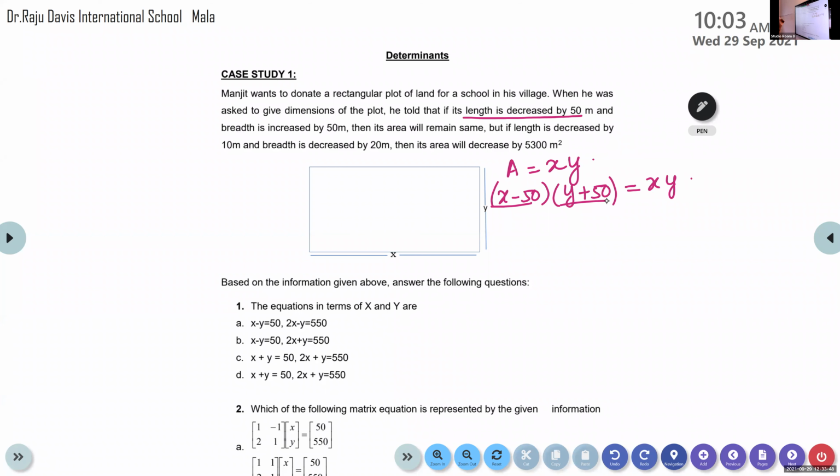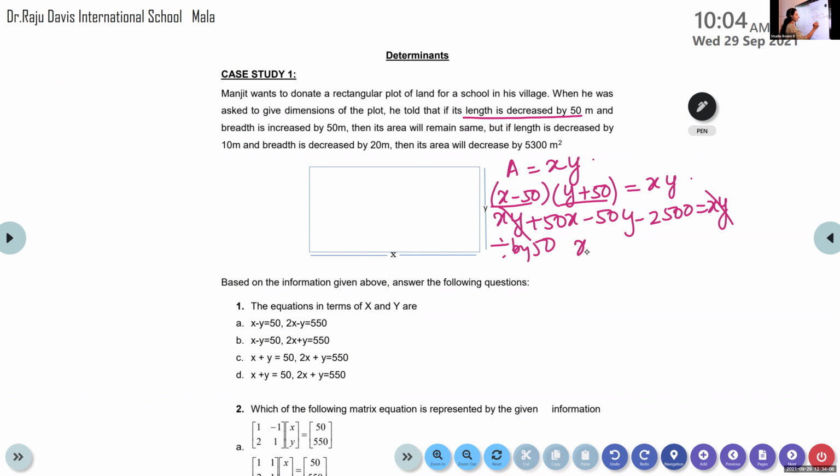How I am framing the equation, is it clear? Yes, ma'am. Now you open the bracket. xy plus 50x minus 50y minus 2500 is equal to xy. So on both sides xy will get cancelled. You can divide by 50.